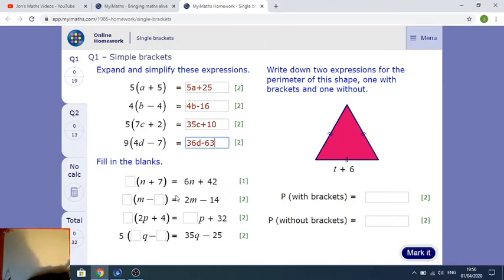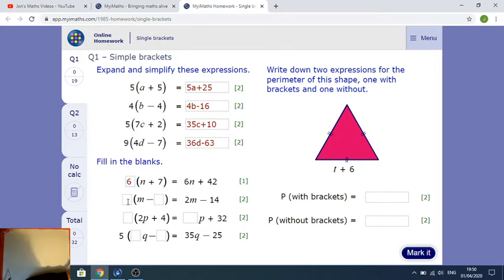Next one. Now you've got to figure out the same thing, but do it backwards. So something times a bracket that says n plus 7 is going to give you 6n plus 42. Well, it's got to be a 6 to give you the 6n. So 6 times n gives you the 6n, and 6 times 7 gives you the 42. So that all checks out.